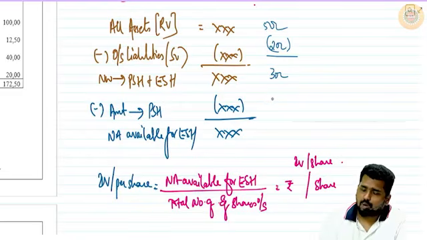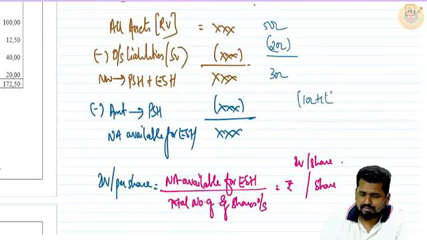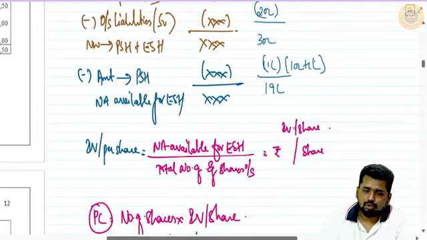Clear? Out of that, assume preference shareholders, along with premium, we are settling 11 lakhs. 10 lakhs we have to pay, sir. Premium 1 lakh. So totally we are paying 11 lakhs. Therefore, what is the net worth available for equity shareholders? 19 lakhs. So 19 lakhs is available to the equity shareholders.